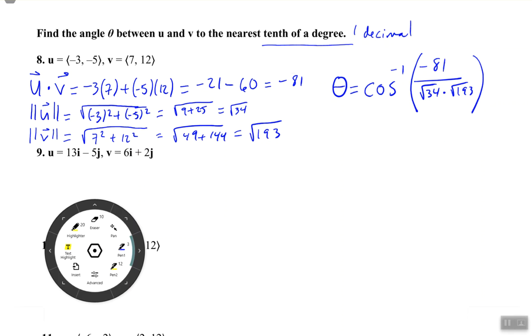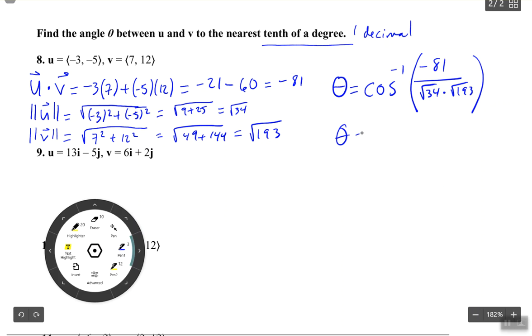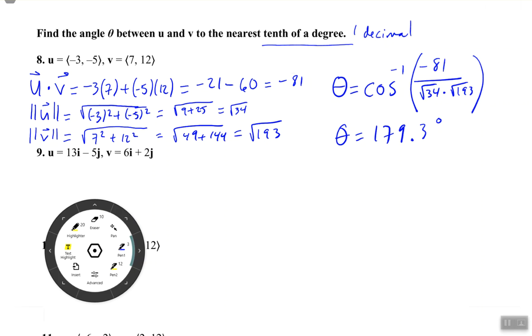The correct answer is 179 degrees. Oh, sorry, I need tenths. 179.3 degrees. See if you can get it. Use your calculator. I'll use my calculator. Boom. Was it easy?